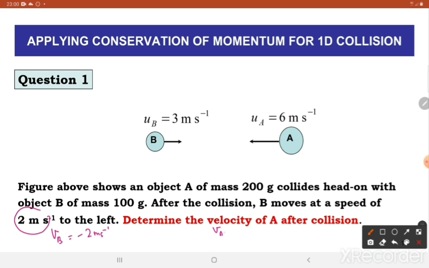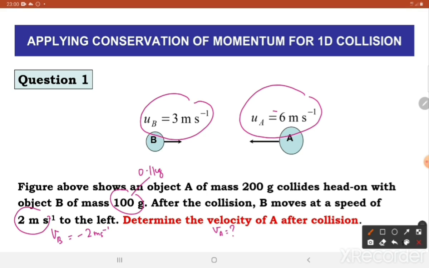So your required is to find VA. And you are given the value of UB is equal to 3 meter per second, which is directed to the right. So the value of UB is a positive value, while UA is a negative value, which is negative 6 meter per second, since ball A travels in the opposite direction to ball B, which is directed to the left. You are given the mass of ball B is 100 gram. So we need to convert to kilogram, which is 0.1 kilogram. And for ball A is 200 gram. We need to convert also into kilogram, which is 0.2 kilogram.